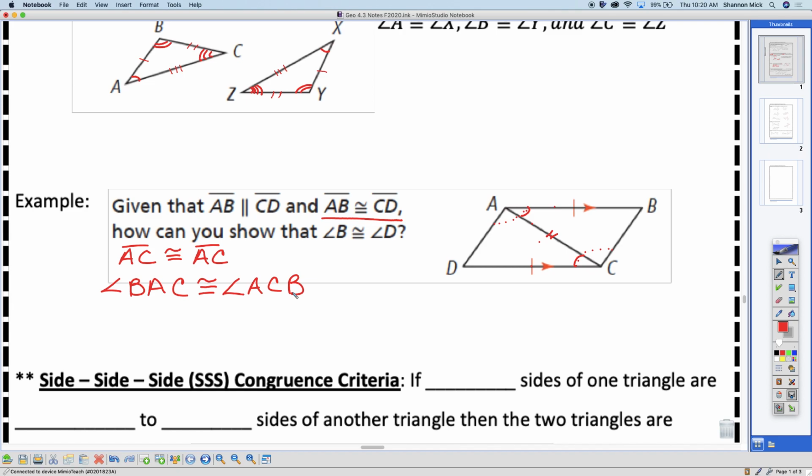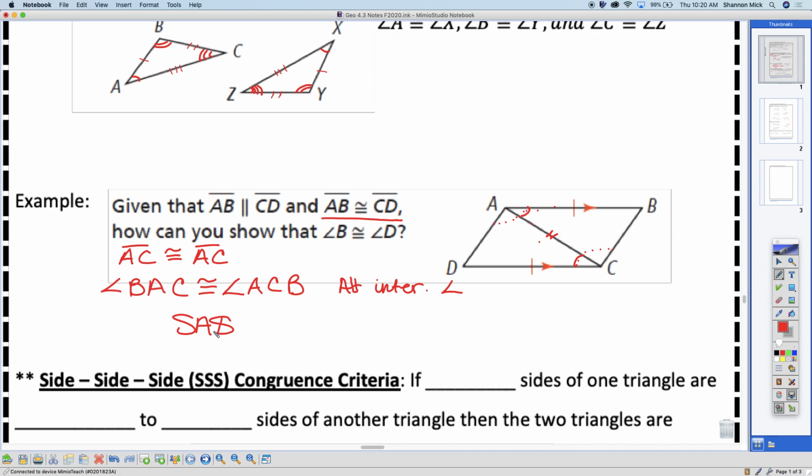Alternate interior angles, not same side. I forgot my L. Alt for alternate. If you need to spell out the whole alternate interior, then do it. Okay, but did I say why I knew that? Okay, so now do I have a side angle side? Yes. So side angle side tells me that those two triangles are congruent.